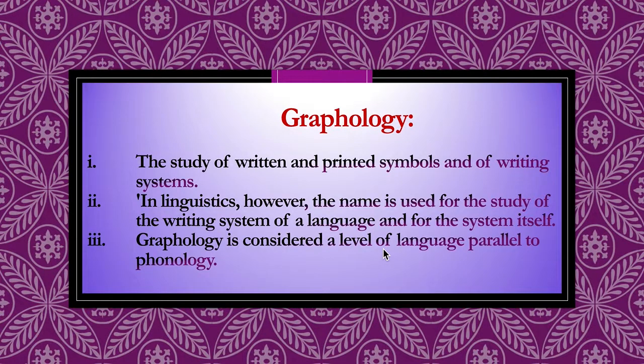So let's talk about what is graphology. Look here, graphology, we have 3 points, and all 3 points are important to understand what is graphology. The study of written and printed symbols and of writing systems. Look here, graphology is the study of written symbols, a study of printed symbols. So whatever is written and whatever is printed, all those symbols could be part of the study of graphology, and of writing systems, and also all the elements, all the things that go into the writing process could be the study of graphology.